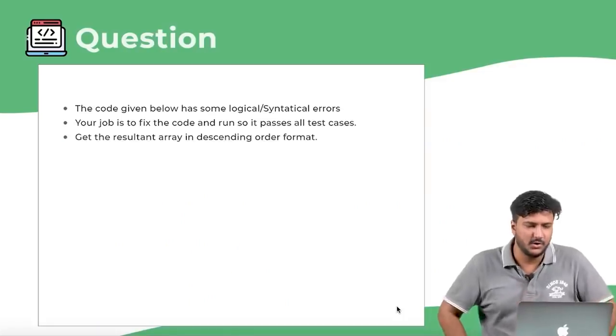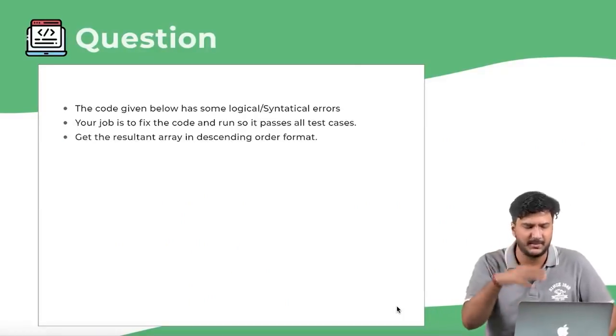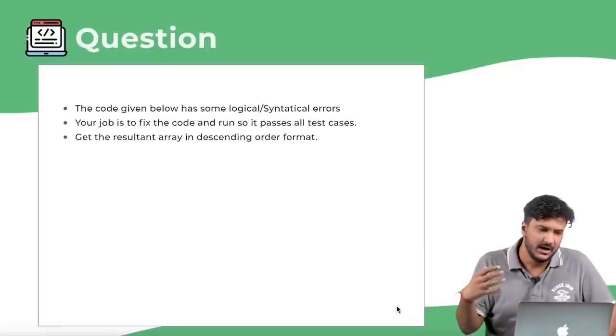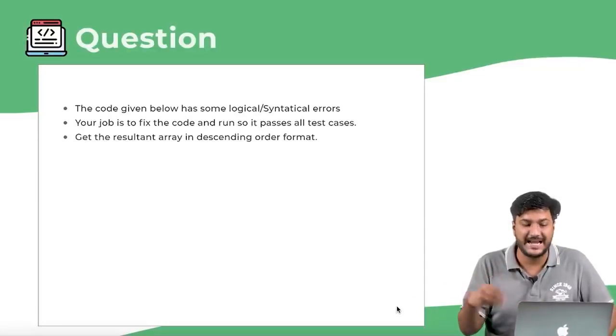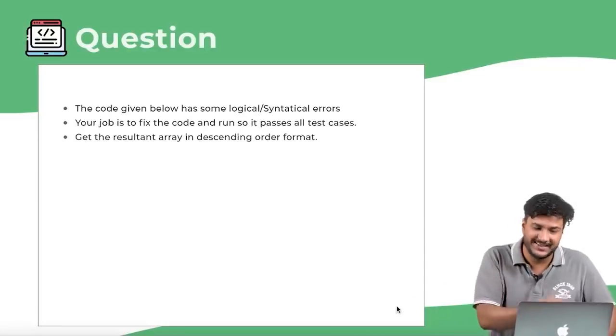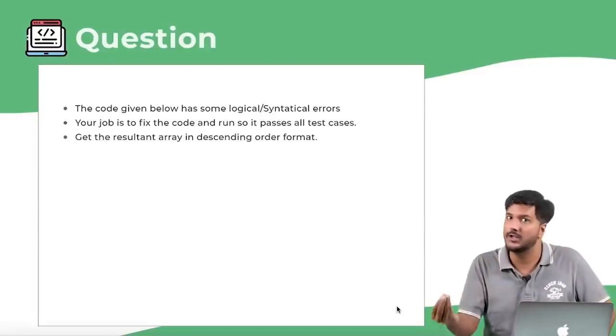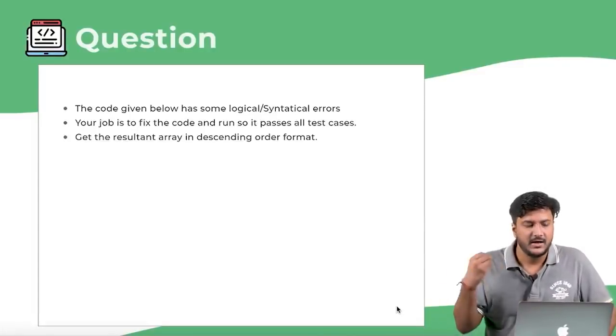So what they're saying is the code, and this is the first time and the only time I'll repeat that, apart from that we'll just go ahead. The code given below has some logical or syntactical error. Your job is to fix the code and run it so that it passes all the test cases, right? And you have to get the result.